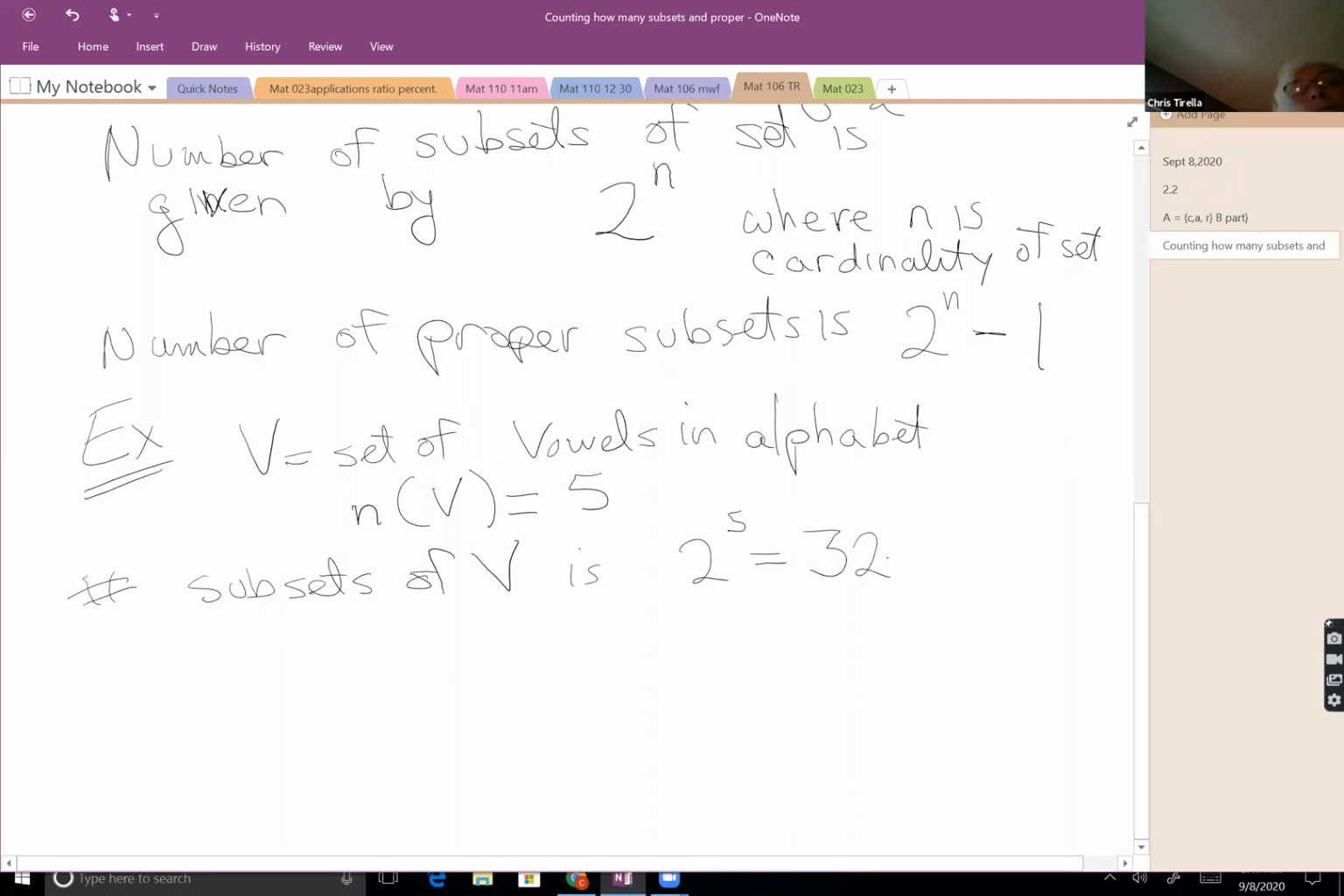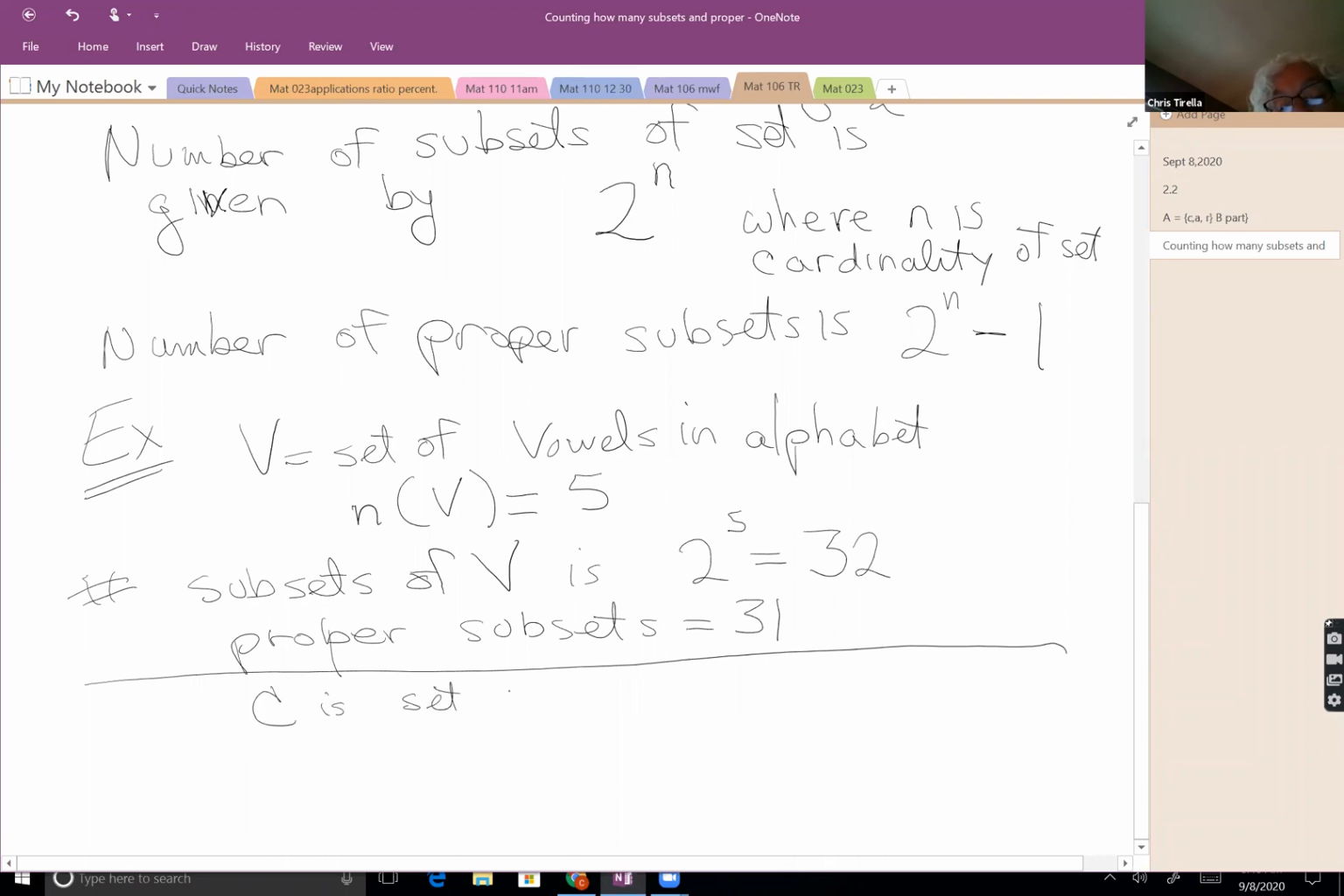This is one of those places where you might want to use a calculator. Is everybody comfortable with exponents? Does everybody know how to raise a number to a power on their calculator? You just times it by itself, right? Oh, if you're a glutton for punishment, but let's finish this question and then we'll look at it. So the number of proper subsets would be 1 less than that, or 31. Let's look at C is the set of consonants.